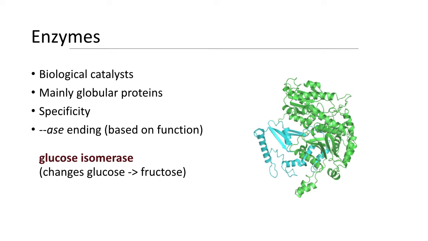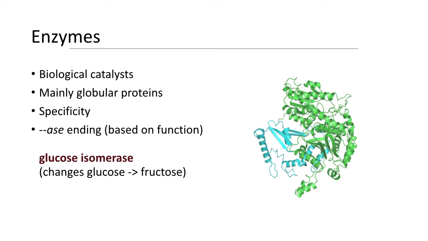Enzymes, as I mentioned, are biological catalysts, and catalysts are materials that speed up chemical reactions, but by definition are not themselves consumed during the course of the chemical reaction. Most of them are mainly globular proteins, and they're very, very specific. We talk about the specificity in terms of the choices of which molecules will work with those particular enzymes. Oftentimes there's one and only one type of molecule that will work with a given type of enzyme.